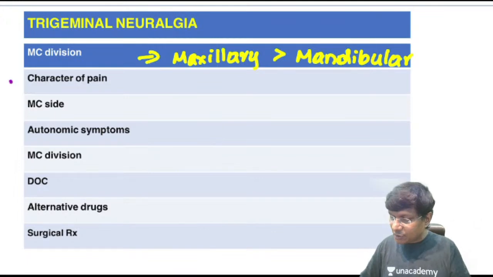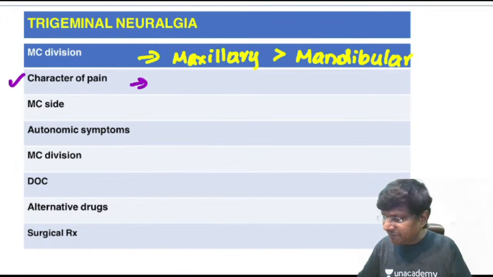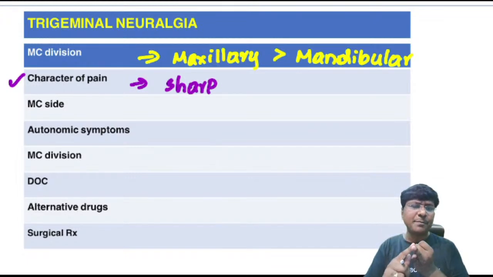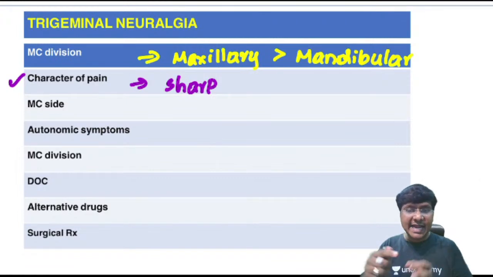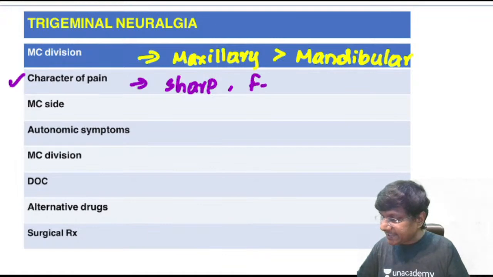Now, what is the character of the pain in trigeminal neuralgia? Please remember, it is a very sharp pain, right? It is an intense sharp, superficial pain, or it will be the character of a stabbing pain, and this particular pain will be there only for a few seconds.